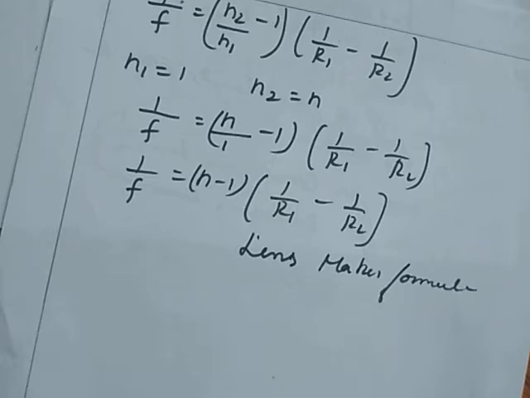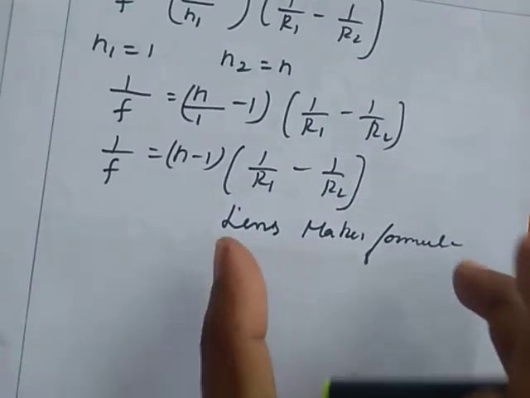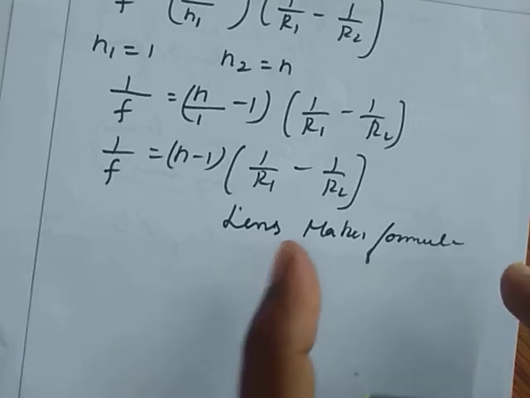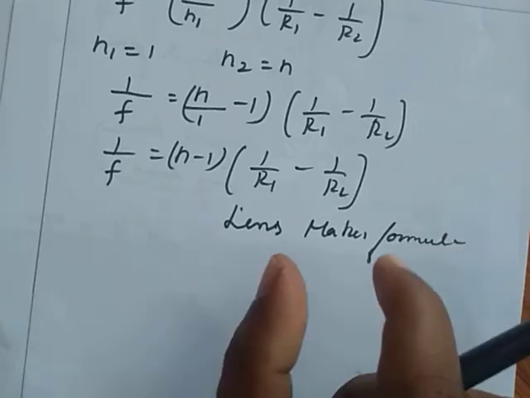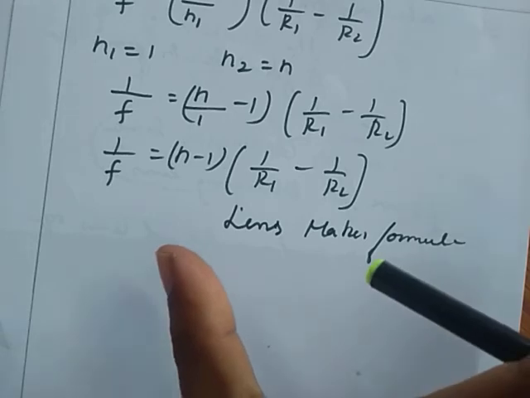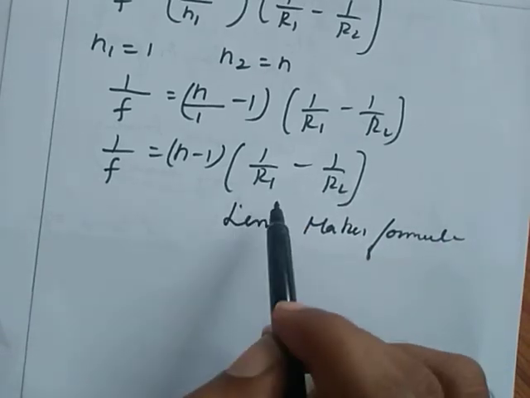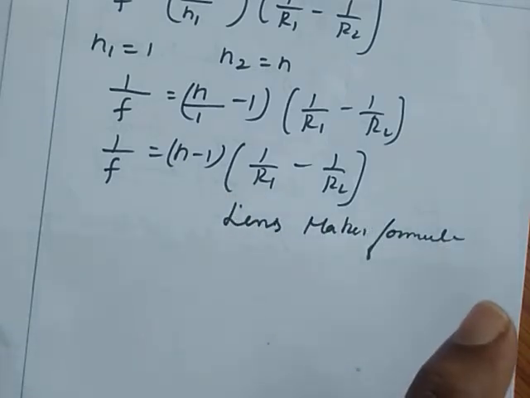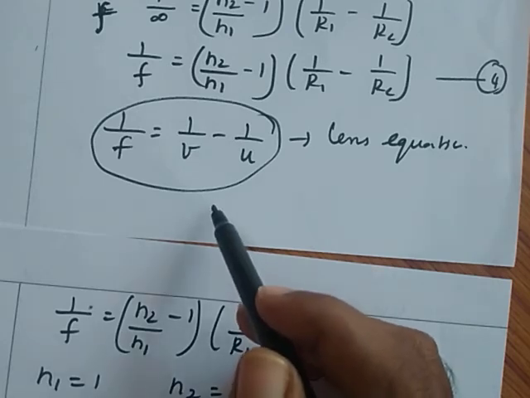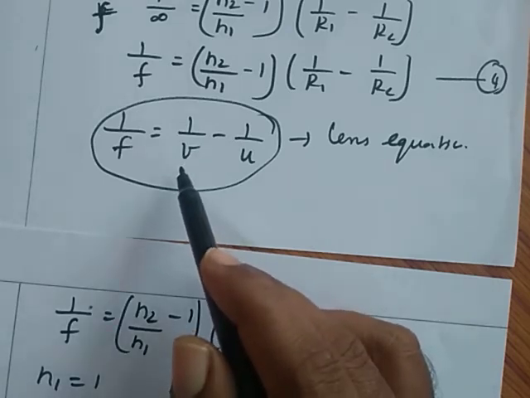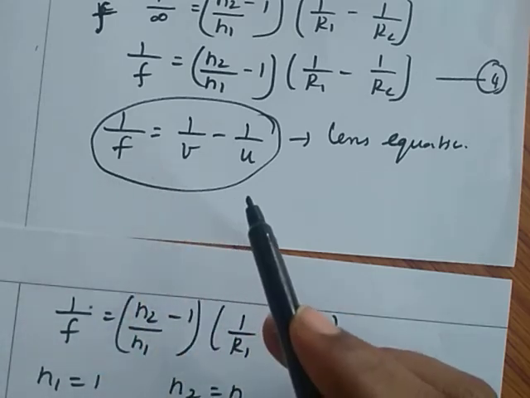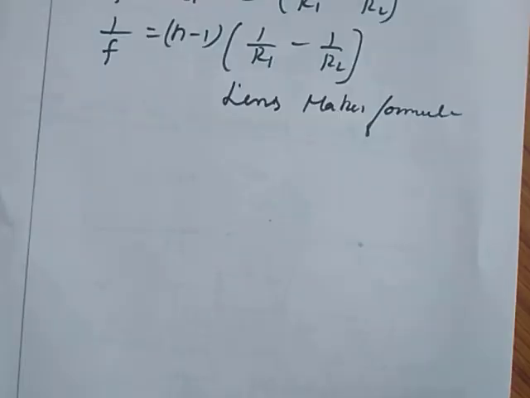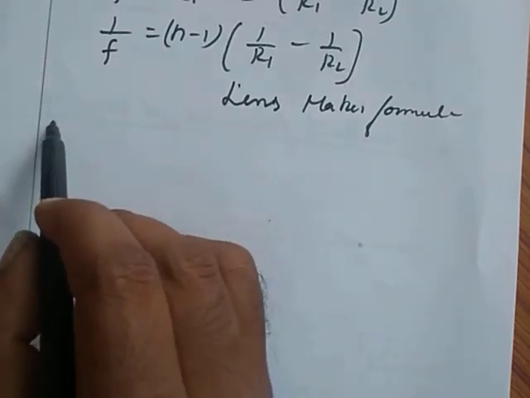This tells the lens manufacturer what curvature they have to make from a particular material. Using this formula, the lens maker can make the lens with the radius of curvature they need from the same material. Then this is the lens equation, which relates the object distance, image distance, and the focal length of the lens. The next part is lateral magnification.